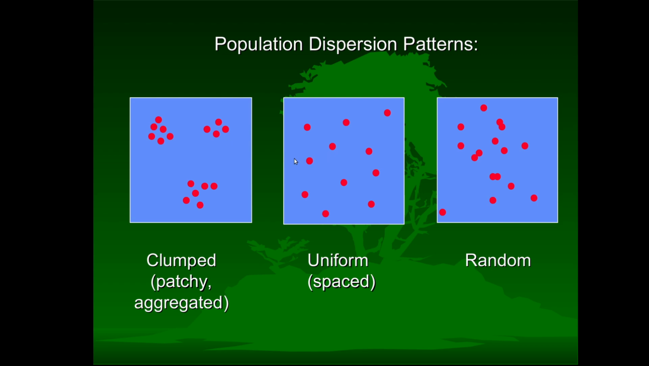If the variance is much smaller than the mean, then you have a uniform distribution, because there's not much variance, because individuals are spaced out. And if the variance is much greater than the mean, then you have a clumped distribution. So we can use the Poisson to actually measure and describe these dispersion patterns.